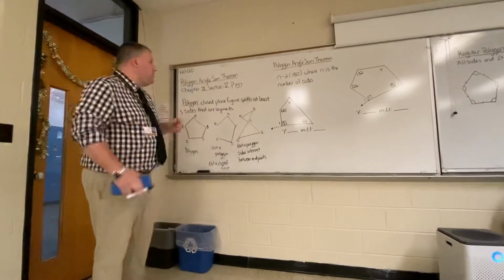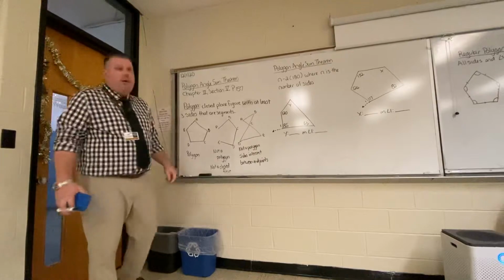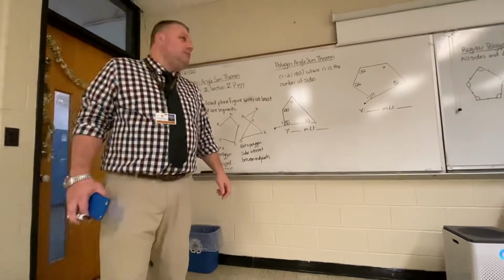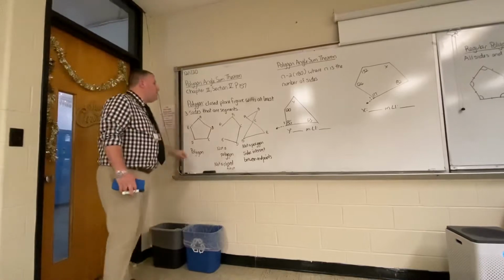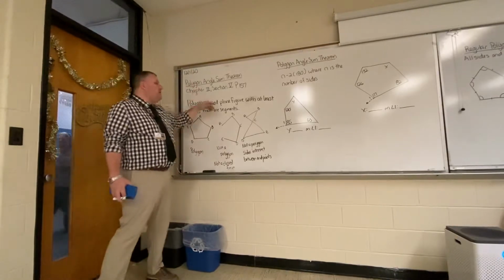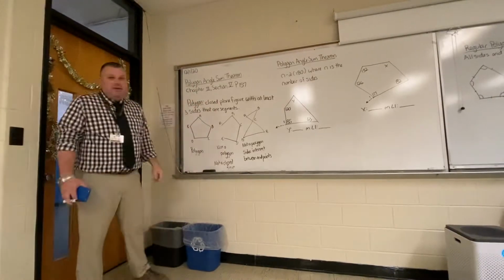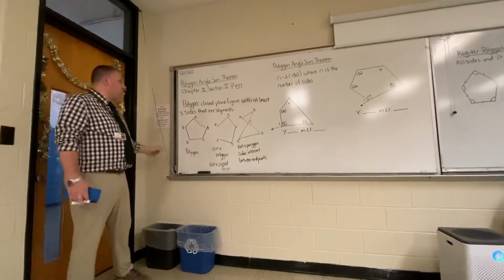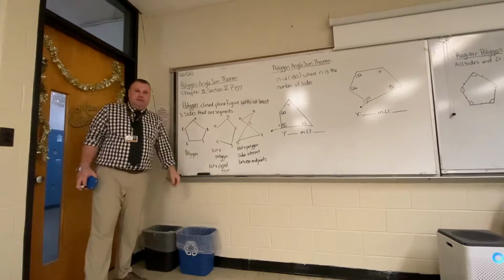Okay, today we're going to talk about polygons, what a polygon is, and how to calculate the interior angles. So, we are on the polygon angle sum theorem, which is chapter 3, section 5 on page 157 in the textbook. A polygon is a closed plane figure with at least 3 sides that are segments.